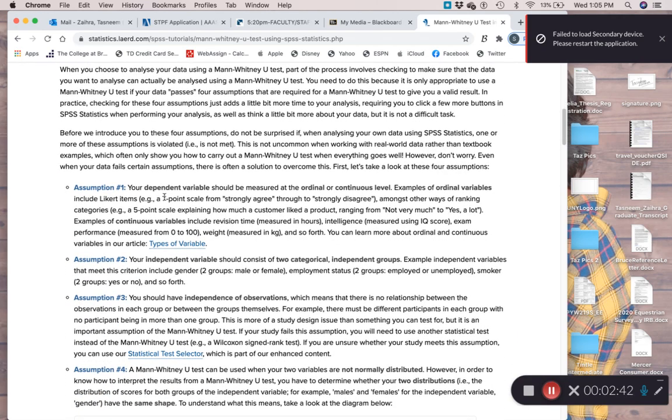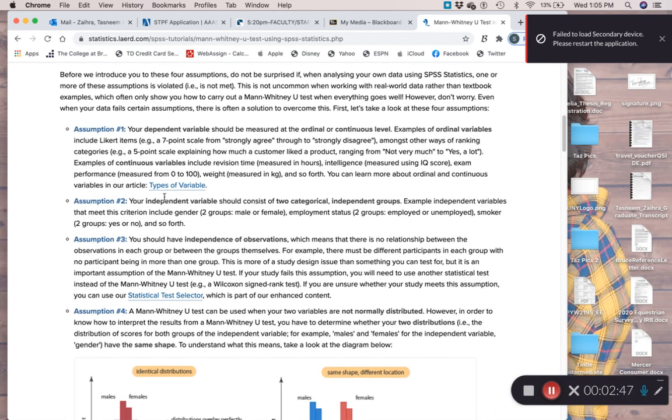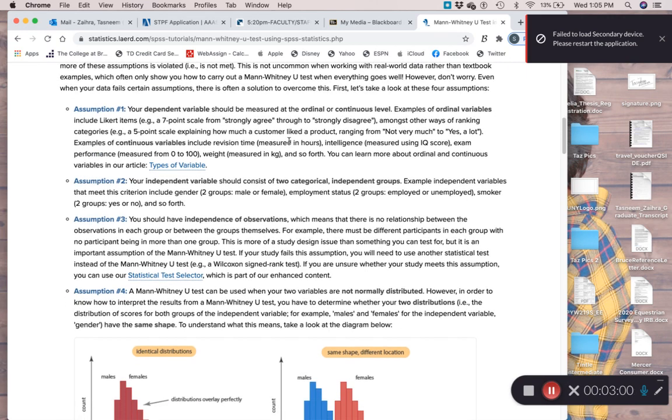There are four assumptions that must be satisfied if you want to apply the Mann-Whitney test. Assumption number one is your dependent variable should be measured at the ordinal or continuous level. Examples of ordinal variables include Likert items, like ranking someone on a 7-point scale, strongly agree to strongly disagree, or among other ways of ranking categories, 5-point scales explaining how much customers like a product, ranging from not very much to yes, a lot.